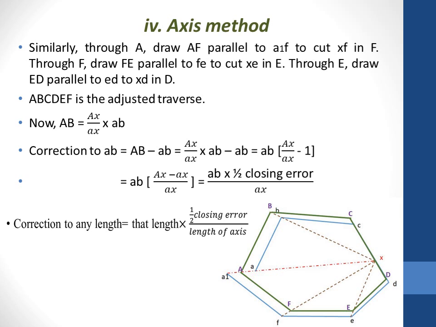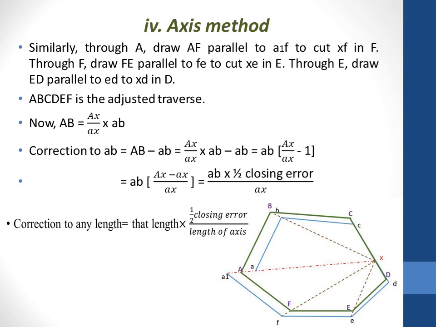For that, one derivation is required: just check the triangle capital ABX and small triangle small abx. When comparing these two triangles, you can say capital AB by small ab equals capital AX by small ax. From that you will get capital AB equals capital AX by small ax into small ab. So you got the equation. The correction to small ab is capital AB minus small ab.